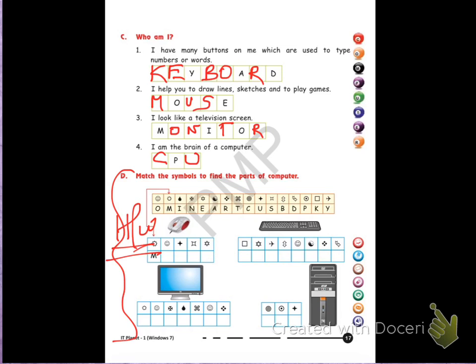Second question. I help you to draw lines, sketches, and to play games. Who am I? I am mouse.